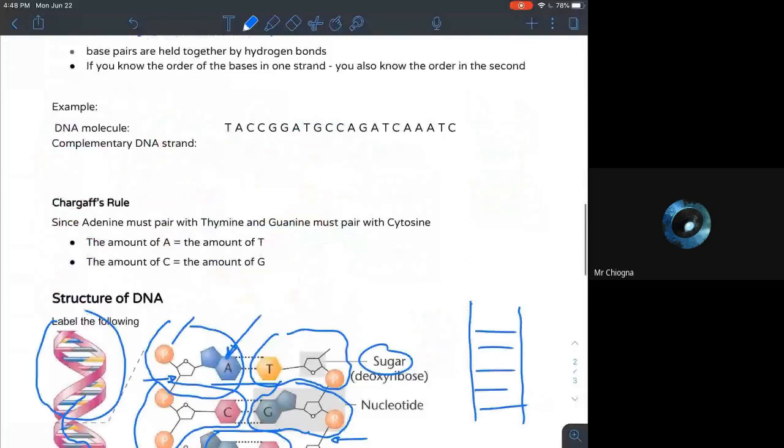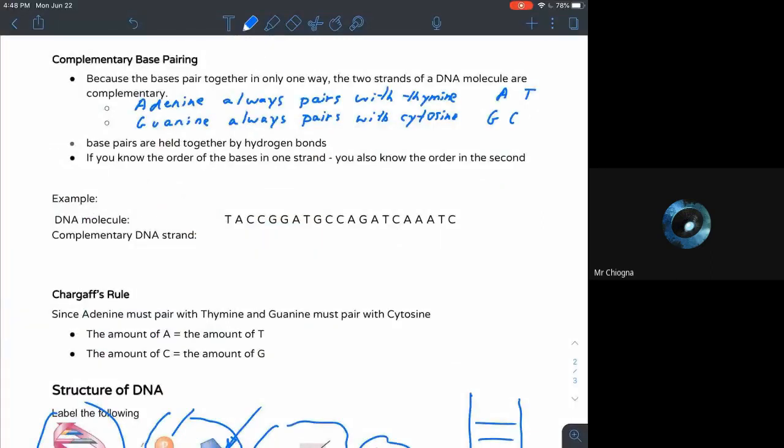Okay, so let's go back to this. Each pair is held together by hydrogen bonds. The A and the T are held together by two hydrogen bonds, and the G and the C are held together by 3. So 3 H bonds, as opposed to the one on top, which has 2 H bonds.